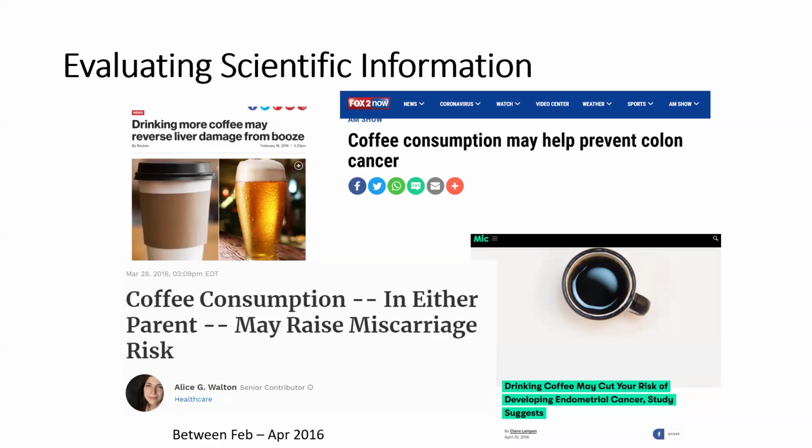And then here it says coffee consumption in either parent may raise miscarriage risk. And people who don't drink coffee look at that and think, see, I've got to tell my friend to stop. They're trying to have a baby. This is bad for them, right?